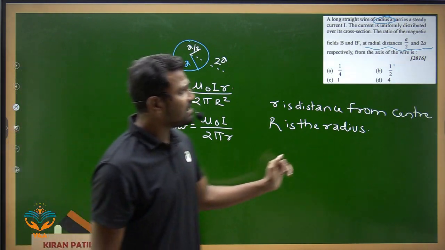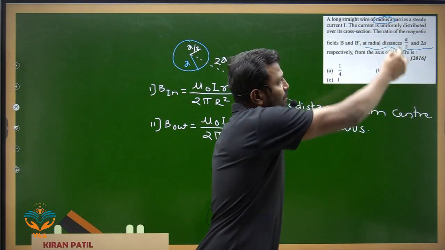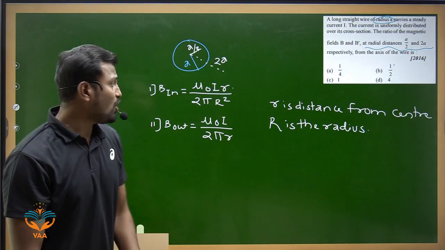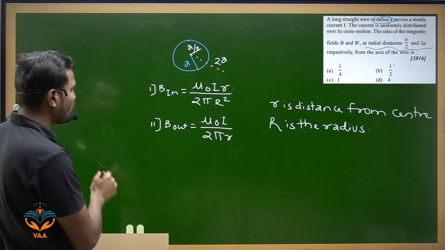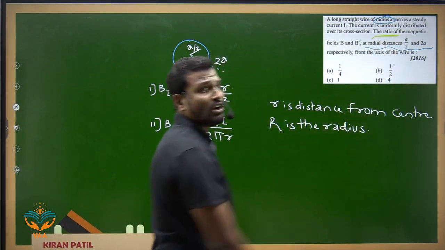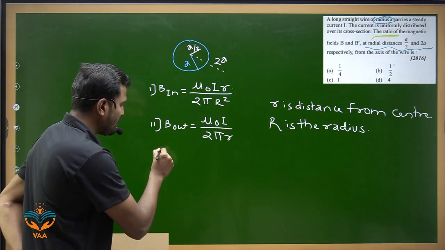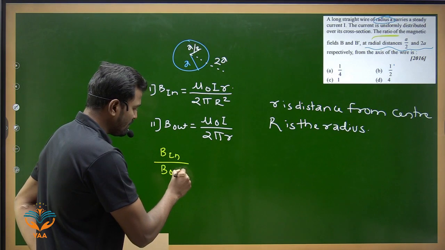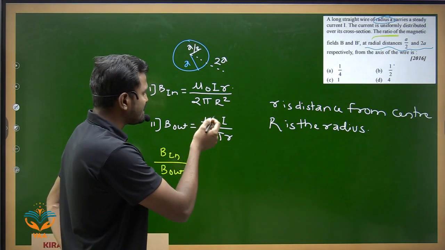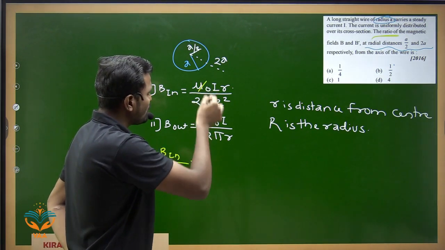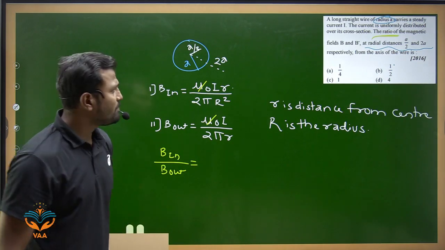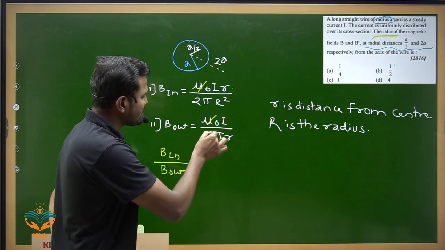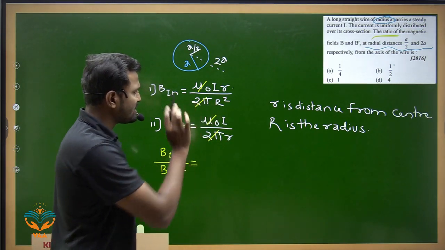If they have asked us to find the ratio, B in by B out is equal to, let us simplify this. Mu naught gets cancelled out. And this 2 pi again gets cancelled out.